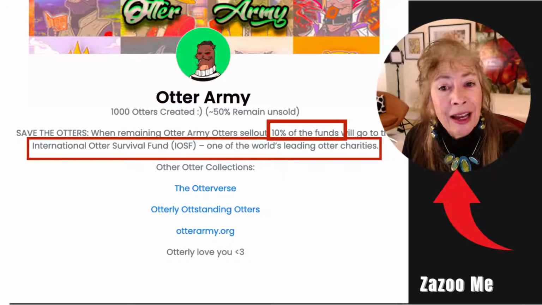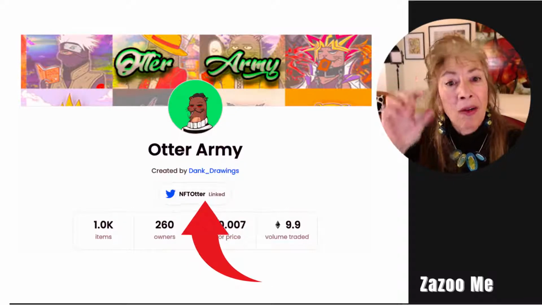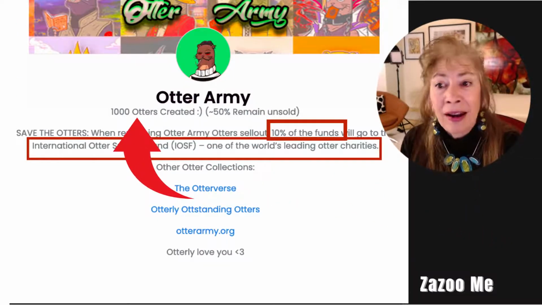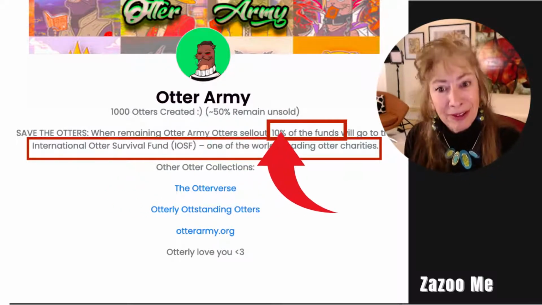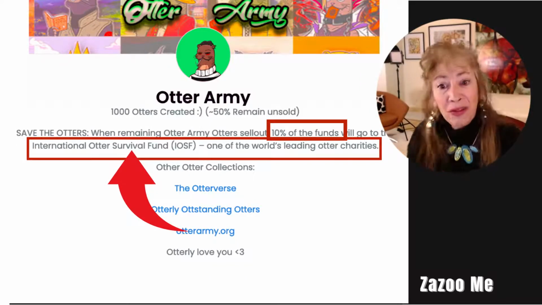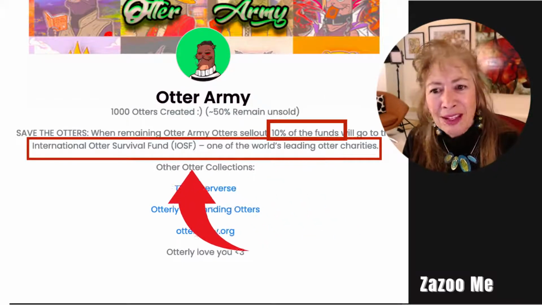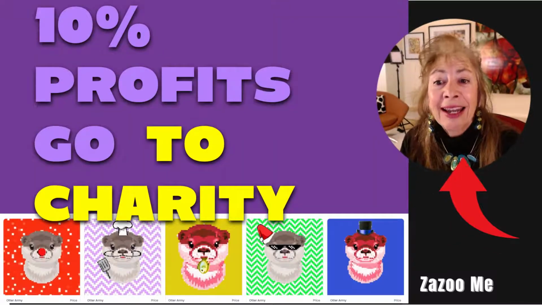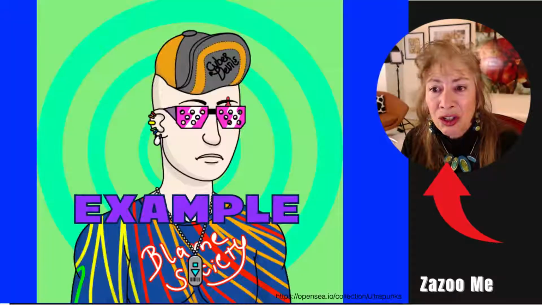If you click on the drop down here, let me show you what that means. Right here, there will be a little arrow drop down to learn more. If you click on that, then you'll see what they say about it. 1,000 otters created, 50% remain unsold. Save the otters. When the remaining Otter Army otters sell out, 10% of the funds will go to the International Otter Survival Fund. Who knew, right? One of the leading otter charities. I didn't even know there were otter charities, but of course there are nonprofits for everything. So there are other otter collections, the Otterverse, and this is how you can find out more about that. And 10% of the profits go to charity. They have these cute little guys, but they also had those really adorable ones that I showed you before.